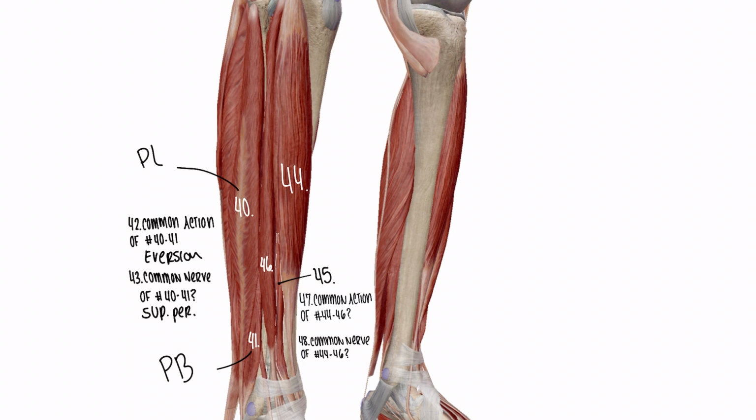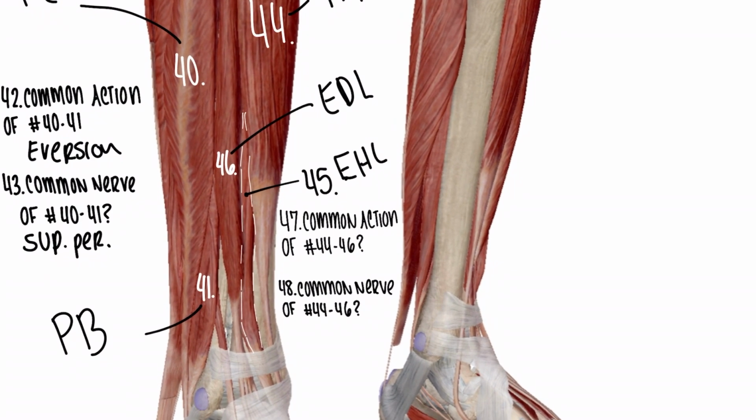All right, 44 is going to be tibialis anterior. 45 is going to be extensor hallucis longus. 46 is going to be extensor digitorum longus. And the common action of those three muscles is going to be dorsiflexion. And the common nerve is going to be deep peroneal.